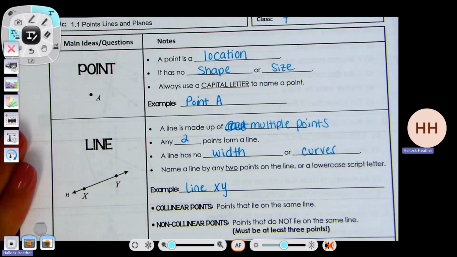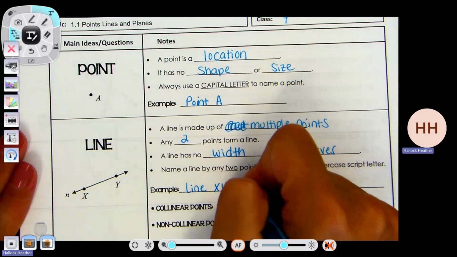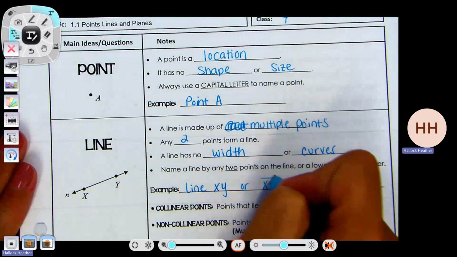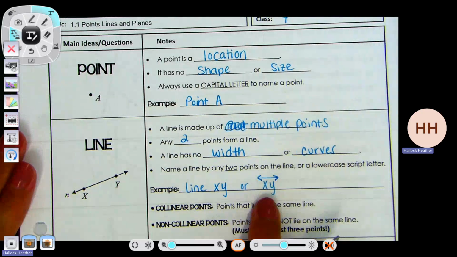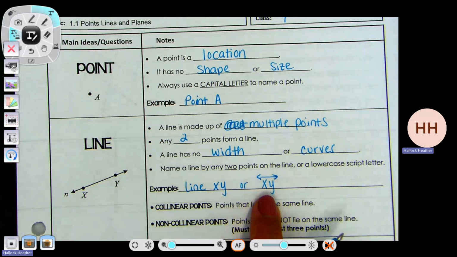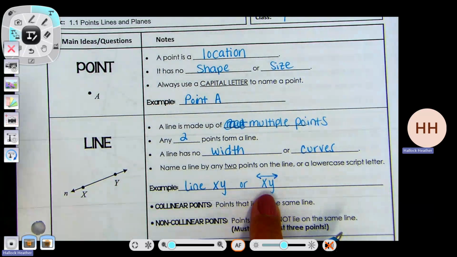You could also technically say, and on the back when we do this, there's multiple ways to say the same thing. So we could say line XY, and then we could put a little line on top of it, which is normally how it's going to be because math people are lazy and we don't like to write words. So we try to shorthand everything. So a little XY with literally a line on top means a line.